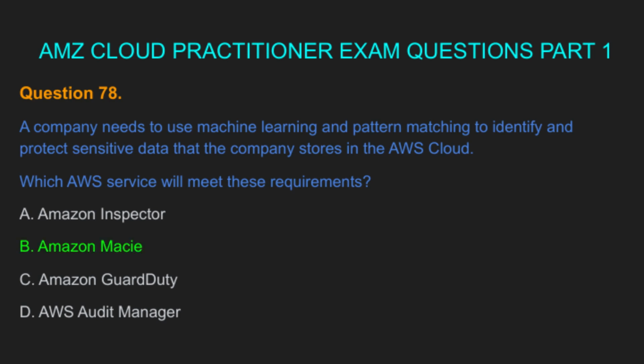The answer is B. Amazon Macie discovers sensitive data using machine learning and pattern matching, provides visibility into data security risks, and enables automated protection against those risks.